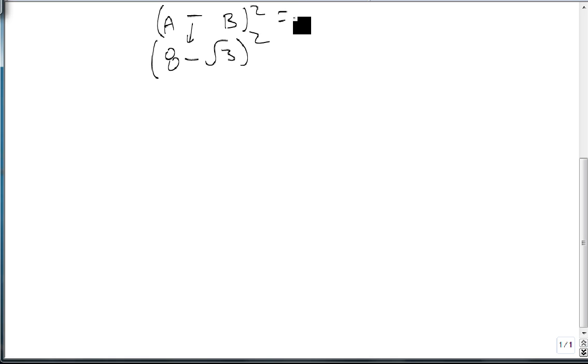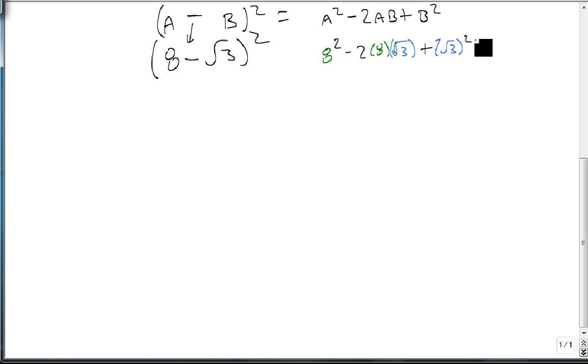Well, it gets a little bit trickier than that sometimes. Suppose we have 8 minus the square root of 3, squared. Remember, this is a perfect square trinomial, and here's my a, here's my b, and I've got a minus sign between them. So I've got a minus b squared. The formula says that's a squared minus 2ab plus b squared. So here we're going to get 8 squared minus 2 times 8 times the square root of 3 plus the square root of 3 squared.